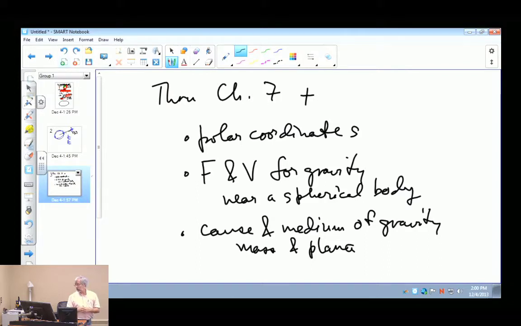So anyway, you should be able to explain this propagation of the influence of the body in the plana from one body to another, how this mediation works, how gravity works in effect through the plana, and what the plana is. So in addition to the material up through Chapter 7, you'll be responsible for those things. Okay, so how about we get started?